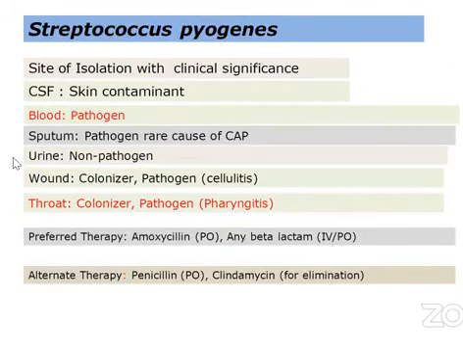Now, Streptococcus pyogenes, they are mostly skin contaminants if we get them from CSF, but they are pathogenic when we get them from blood. Sometimes from throat, wound swab, as well as sputum. So during diagnosis, we should be careful whether it is pathogenic, contaminant, colonizer, and what the immune status is. So these are the proposed preferred therapy. Amoxicillin in beta lactams, you all know.